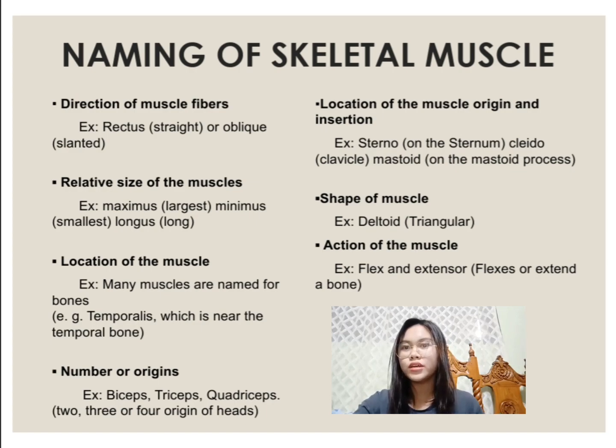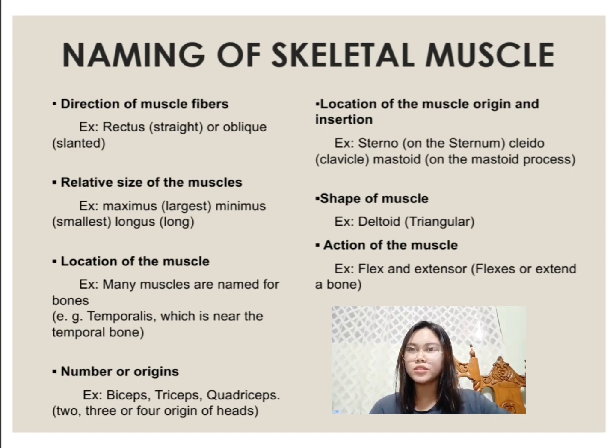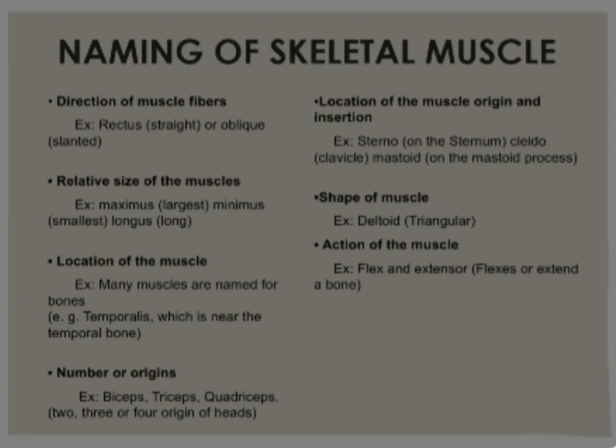Then, down to the location of the muscle origin and insertion, like the sternocleidomastoid, which originates on the sternum, is inserted on the clavicle, and the mastoid, which is inserted to the mastoid process. Move on to the shape of muscles, like our deltoid muscle, which is shaped triangularly. Lastly is the action of muscles, like if it has the ability to flex and or extend a bone.